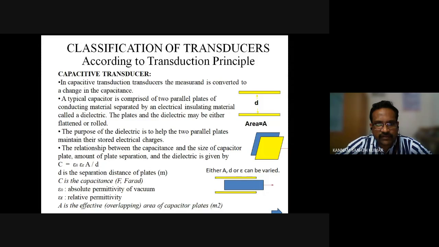So as you know, the capacitor is made of two parallel plates, whereas the insulating material, called the dielectric, we keep between the plates. What is the purpose of the dielectric? It helps the two parallel plates maintain stored electrical charges. As you know, the capacitance is given by epsilon naught, epsilon r, A by D, where epsilon naught is the absolute permittivity, epsilon r is the relative permittivity, and A is the effective overlap area.